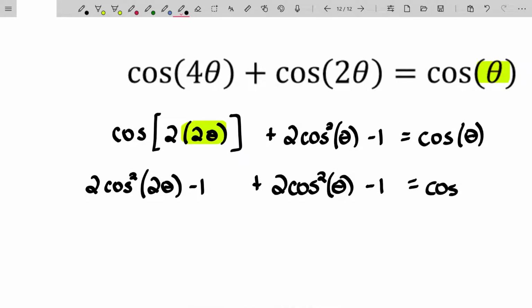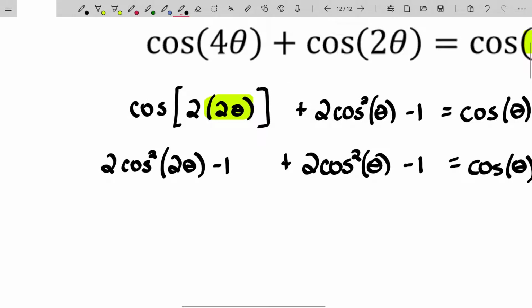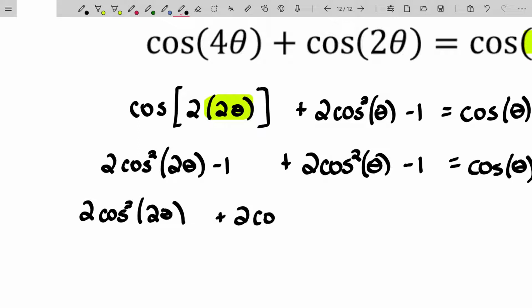Again, this is totally an experiment because this might not actually work. Well, at least the minus 1's combine, right? So we could at least do that. So I have 2 times the cosine squared of 2 theta plus 2 times the cosine squared of theta and then minus 2 is equal to the cosine of theta.